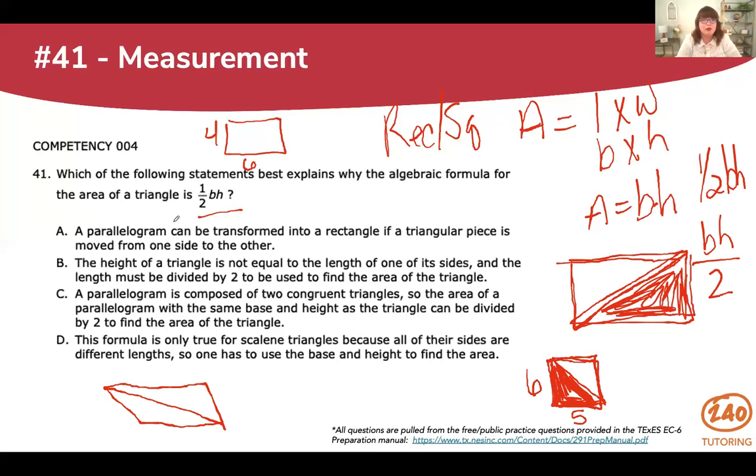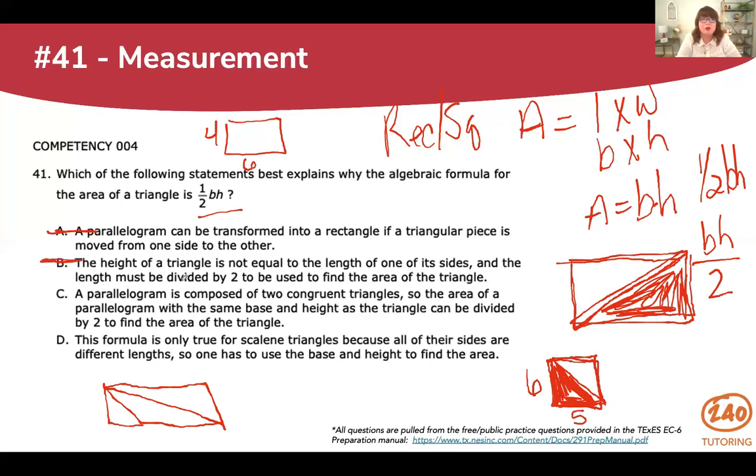A parallelogram can be transformed into a rectangle if a triangular piece is moved from one side to the other. That's even hard to picture. I've got to move a triangular piece over here to make that a rectangle. That really doesn't help me with this formula. All right. The height of a triangle is not equal to the length of one of its sides, and the length must be divided by 2 to be used to find the area of the triangle. That doesn't describe what we just talked about.